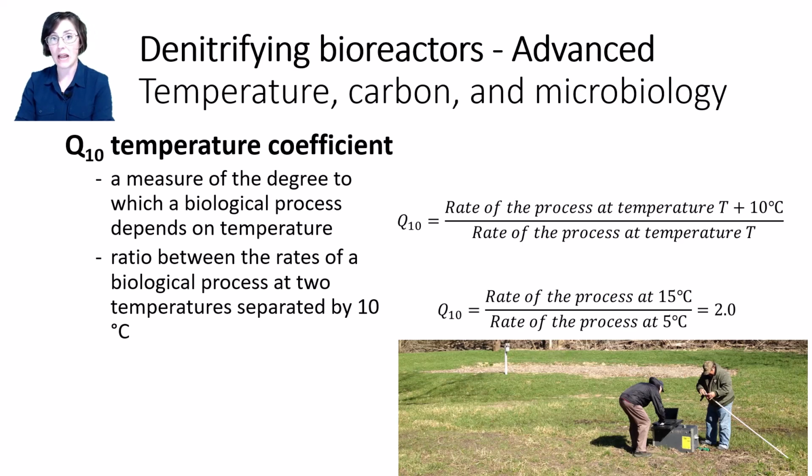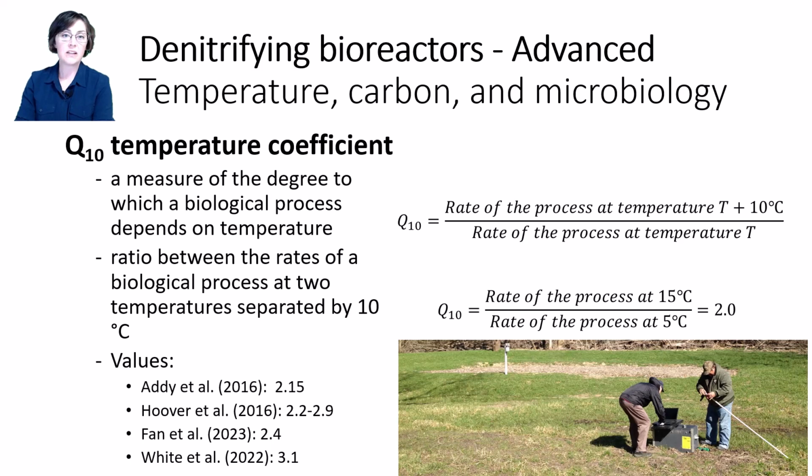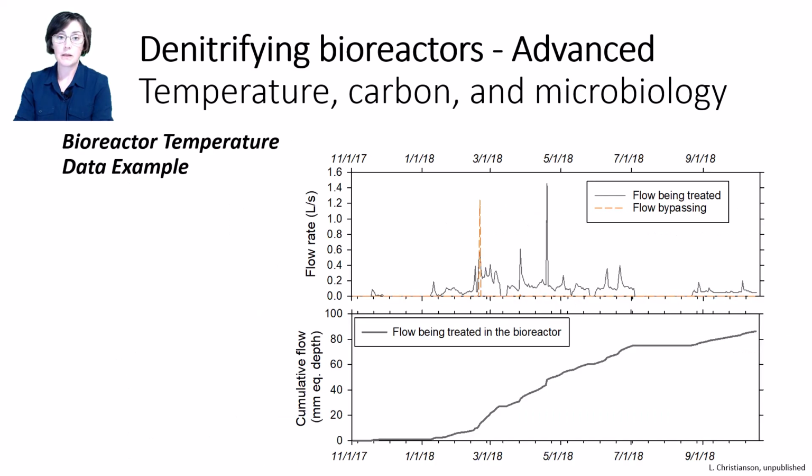I didn't do an exhaustive review of Q10s reported in bioreactor studies, but these do tend to be on the order of 2 to 3, which means that as water temperature increases by 10 degrees, our nitrate removal rates in bioreactors double or even get close to tripling.